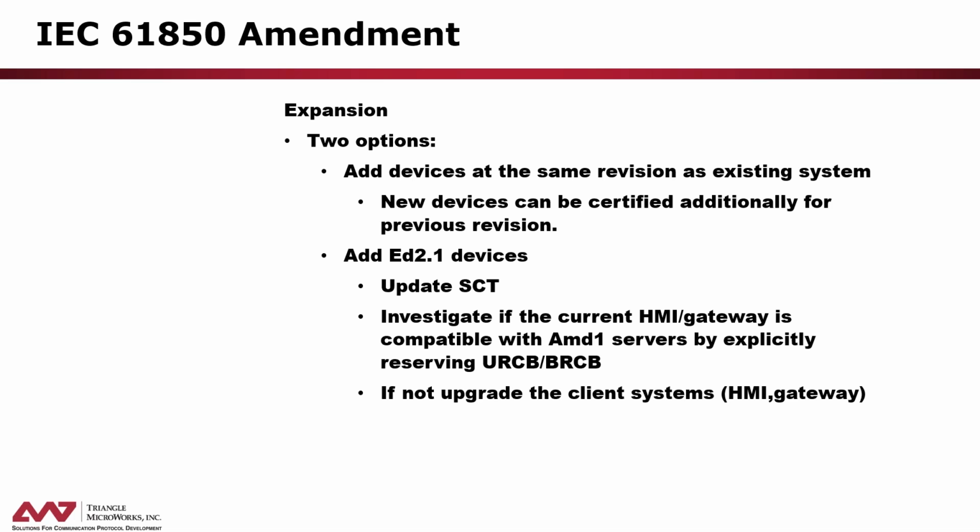We can always add devices at the same revision as the existing system. As I just mentioned, the vendors can continue to produce the devices that are on the market today for as long as they care to do that. The other thing that we've added in the quality assurance plan with the UCA is the ability to certify devices for older revisions. We're going to end of life edition 2.0 testing a couple more years out. I believe it's 2023, but somewhere in that time frame.